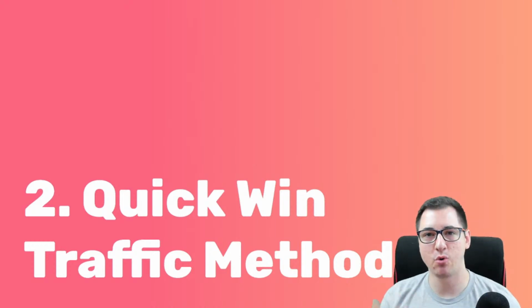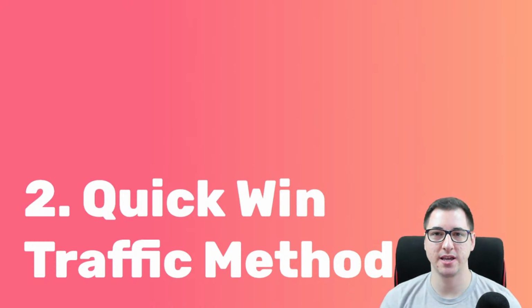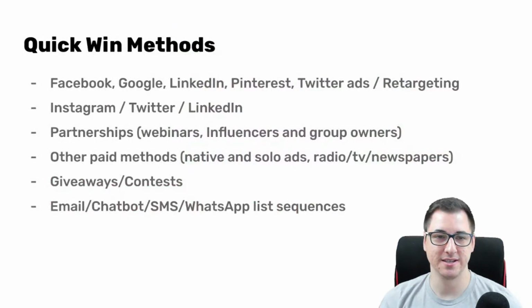So the first one was the evergreen. It takes a little bit more time for those to actually take effect, but there are also quick win methods that you could use in order to just instantly run traffic over to your pages. So these are the second way of driving traffic, and the different options are as you can see them here on the screen. So using social media and search engines like Facebook, Google, LinkedIn, Pinterest, Twitter ads, and retargeting.